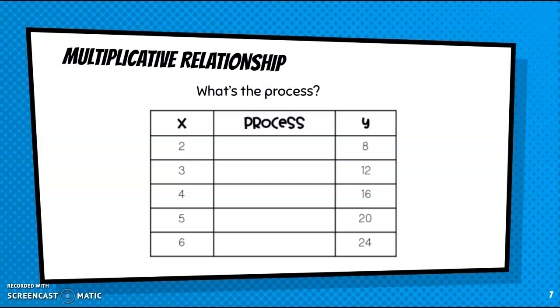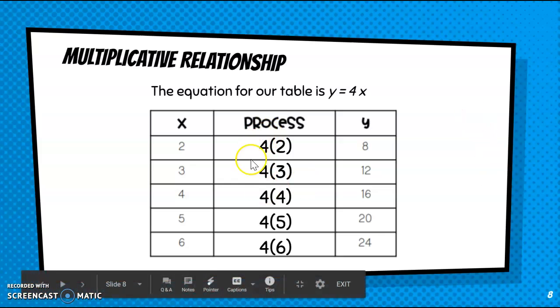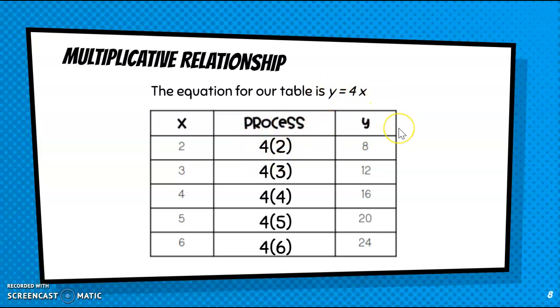So 2 times 4 would give us 8, but let's check the rest of our table to make sure that works. 3 times 4 does give us 12, 4 times 4 gives us 16, 5 times 4 will give us 20, and 6 times 4 will give us 24. So the process is multiplying by 4. If we converted this table into an equation, remember y equals ax, we would know that y equals 4 times x. So y equals 4x.